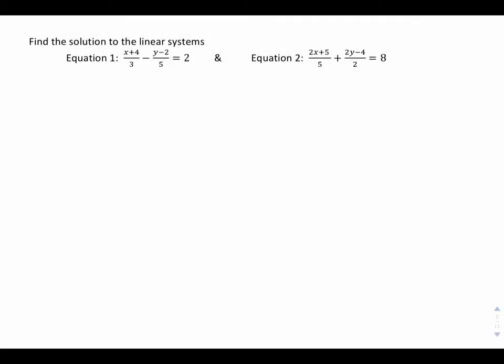Look at this example. It has fractions, and I know what you're thinking right now. Fractions suck. But you know what? You're right, they do. The good thing is that we can get rid of them. And once we get rid of them, you're back to ground that you're comfortable with, and you can solve this system quite easily.